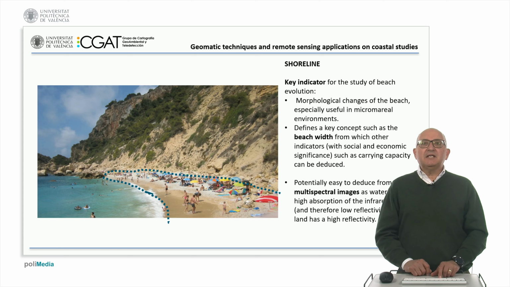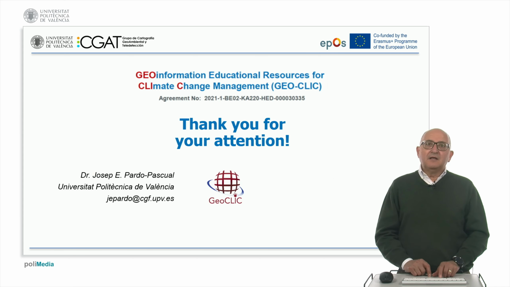The shoreline can be easily detected using multispectral imaging, thanks to the huge difference in reflectance between land and water when we analyze it in infrared bands. And with this we end this second part.